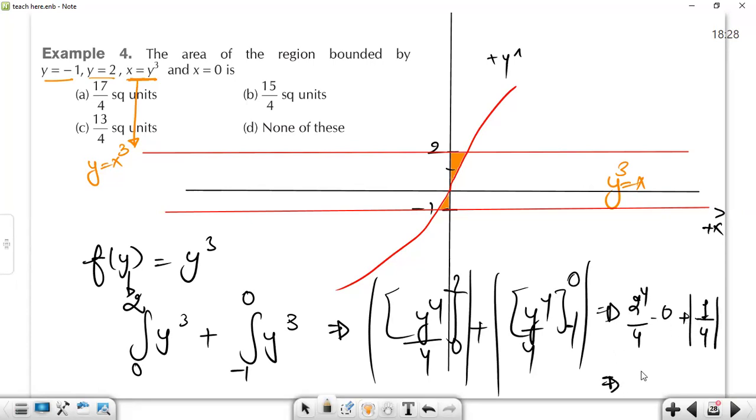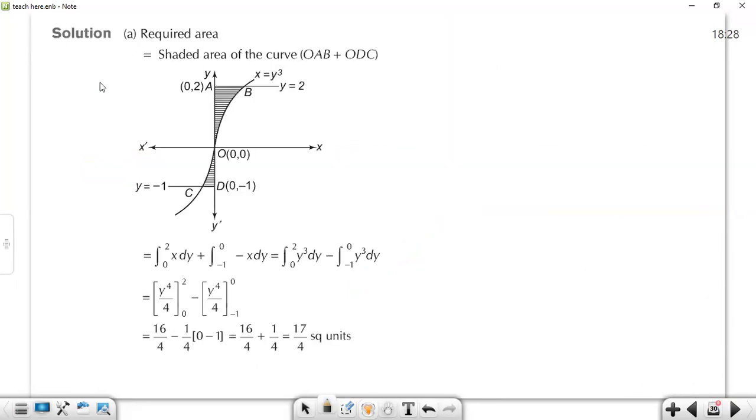So 2 raised to power 4 by 4 is basically 16 by 4, which is 4. So 4 plus 1 by 4 should be our answer. 4 fours are 16, so 17 by 4. A should be the answer. Let's check. Yes, A is the answer.